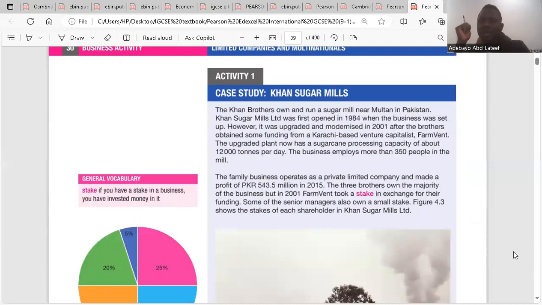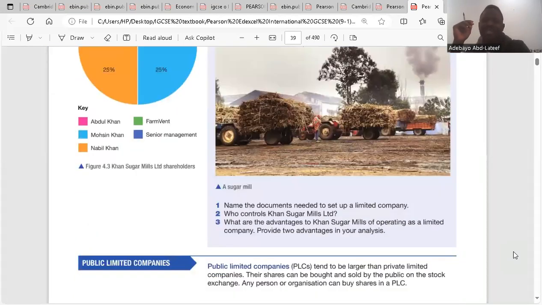The Khan brothers own and run a sugar mill near Multan in Pakistan. Khan Sugar Mills Limited was first opened in 1984. Let me forget about the story. Then they needed to set up a limited company. To set up a limited company, you need a Memorandum of Association and Articles of Association, MOA and AOA.